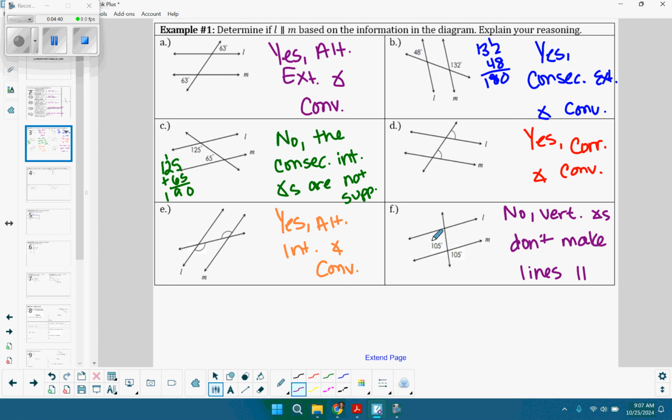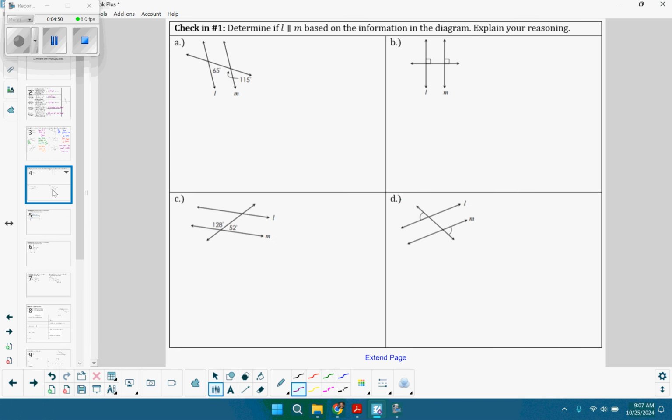Right? So I'm acknowledging that I recognize the relationship there, but I still know that that's not a way to say that lines are parallel. So here's some check-ins for you to try. You could pause if you like, and the answers are posted in the blank notes on Google Classroom.